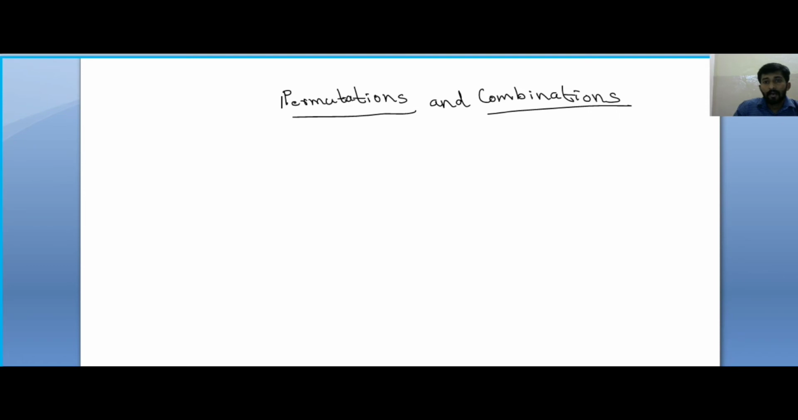Good morning, students. Our next chapter is permutations and combinations. It's a very important chapter for all types of competitive exams also. Before going to discuss the chapter, we need to study some basics that will be helpful to solve problems related to permutations and combinations. First thing you need to study here is factorial notation.